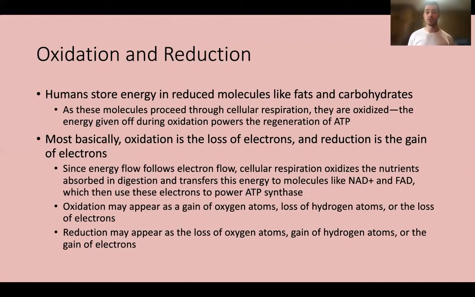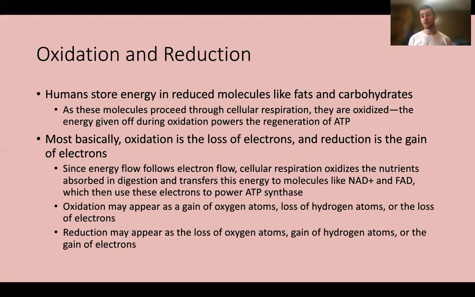Same thing with the loss of hydrogen atoms. If we're looking at NAD+, that cofactor, if we have NADH and we get rid of the H, we have NAD+. So it's losing a hydrogen atom, but it's also losing that electron in the process. So that would be considered oxidation as well. It's going from a higher energy state to a lower energy state, or the straight loss of electrons.